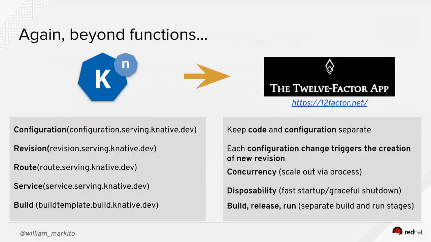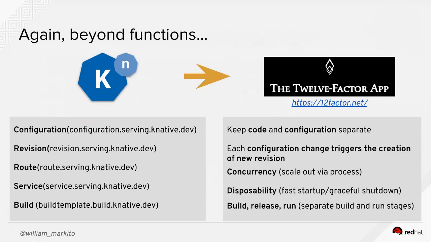But so when we look at the Knative constructs at a high level, I'd say that the traits you see here, configuration, revision, route, service, build, all of those you can map to one factor from the 12-factor app. Those are common traits for most modern cloud-native applications today.